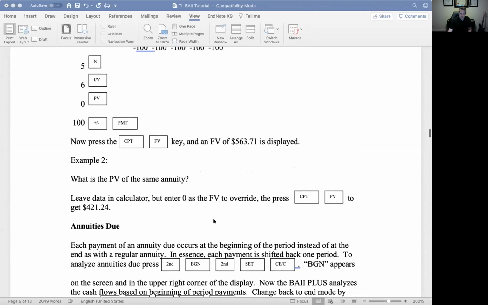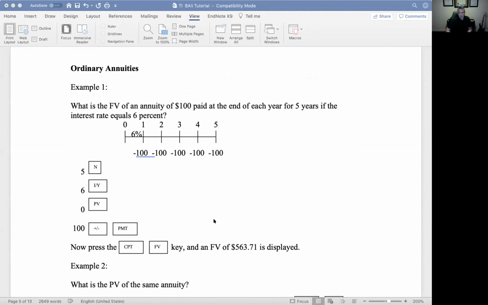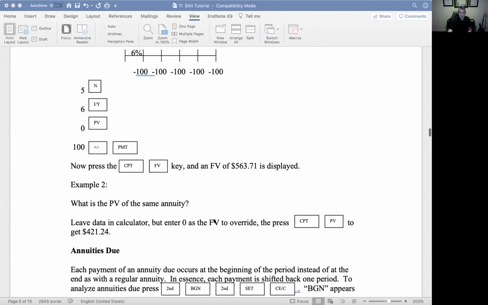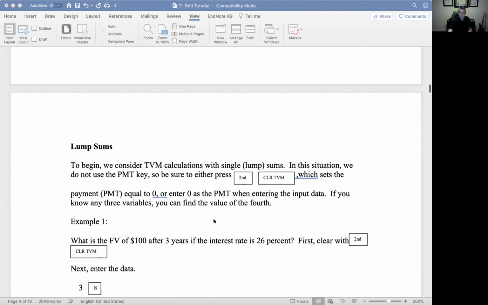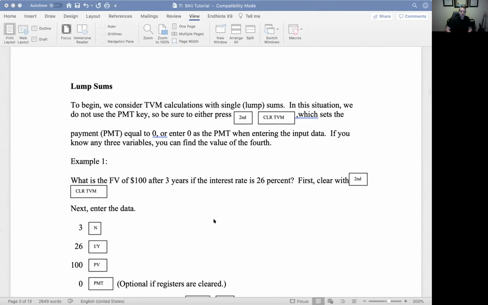But for purposes of this exam, you need to know how to do ordinary annuities, annuities due, lump sum, and the effective annual rate. There are 4 different things that you need to know how to do on your calculator. If you can do those, then you will be able to do well on the exam. So my recommendation between now and the next review is that you do all the practice problems and all the quiz questions so that you can practice using your calculator.